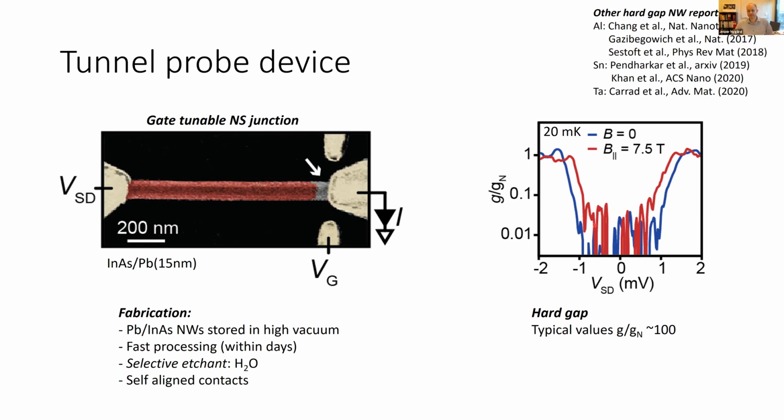And the gap remains for these thin lead films, even at really high fields. 7 Tesla is pretty extreme in this case. And we see a gap remaining even at 8.5 Tesla for thin films.